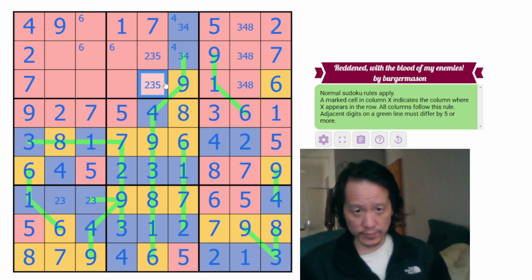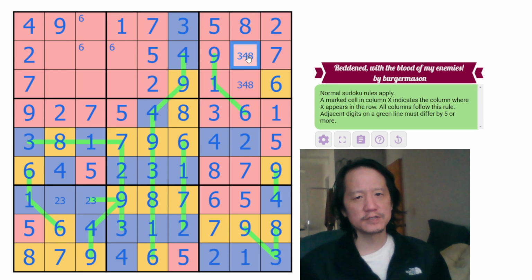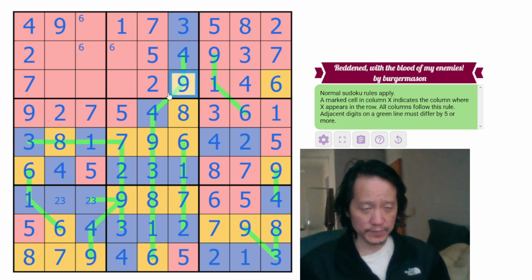Okay. This can't be 3 in either of these cells, and this can't be 2, so this must be 5, which makes this a 2. This 4 means this has to be 3, which makes that a 4. This 3 and 4 means this can't be 3 or 4, so this is 8. This can't be 8 or 4, so this is 3. This can't be 3 or 8, so this is 4.